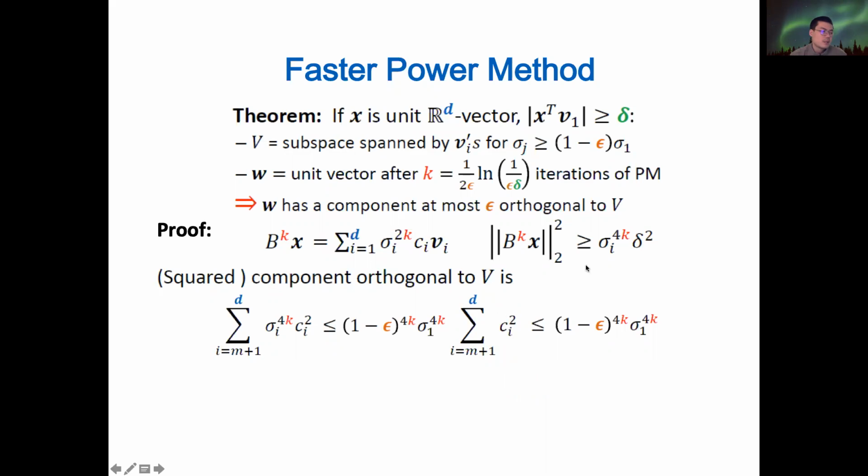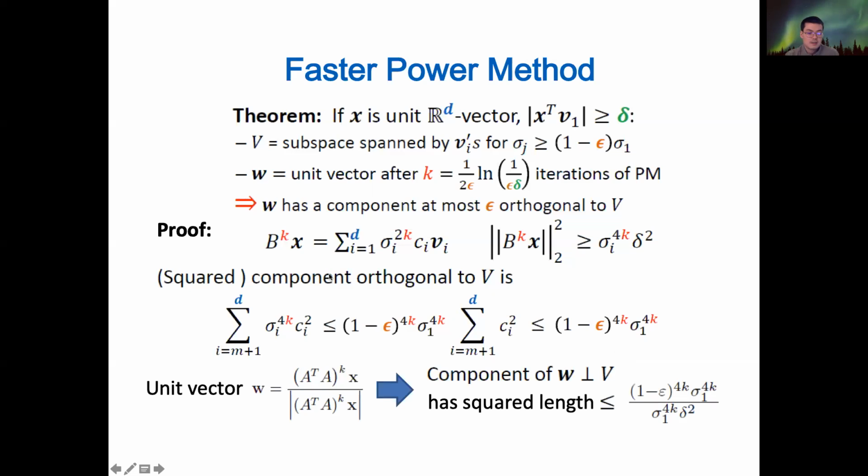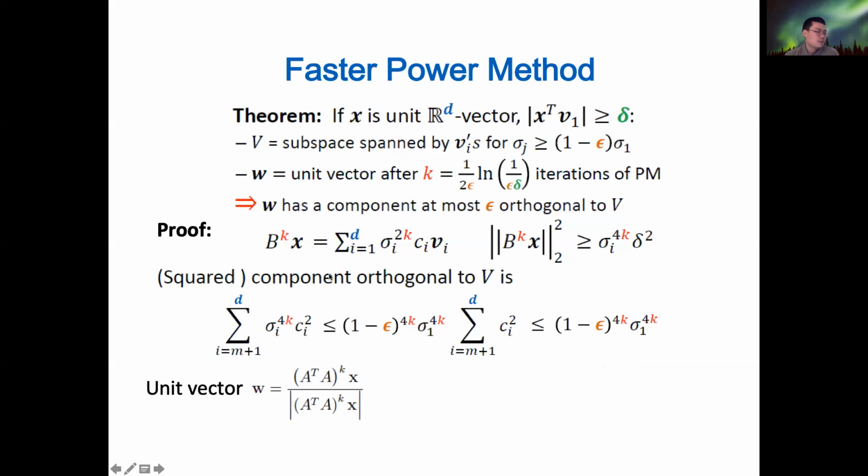So now we are quite close to our conclusion. Remember, we are doing W, and we need to normalize it. So you do B, K, X. Basically, X left multiplied by B, and then multiplied by B again, and do this K times. And then we want to normalize this vector, dividing by the length of this resulting vector. We want to show that this vector is mostly in this V space, and outside the space there is only an epsilon component.